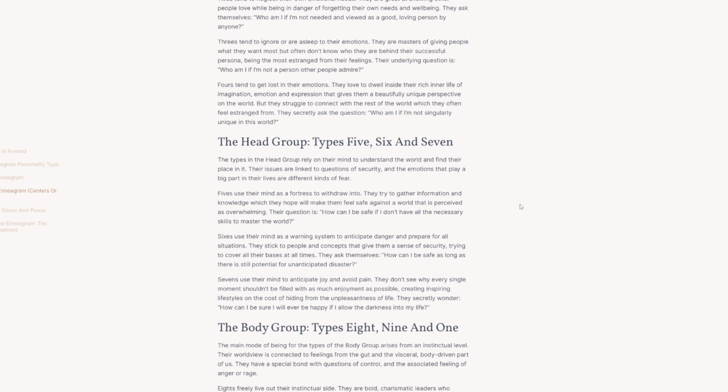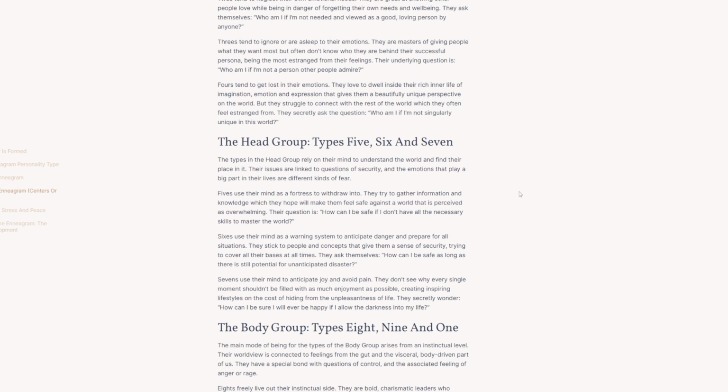All right, the head group. The head group rely on their minds to understand the world and their place in it. Their issues are linked to questions of security. The emotions that play a big part in their lives are different kinds of fear. So with the heart group, it was shame. With the head group, it's fear. Okay, I think that makes sense.